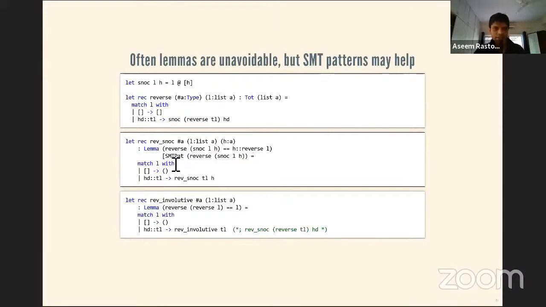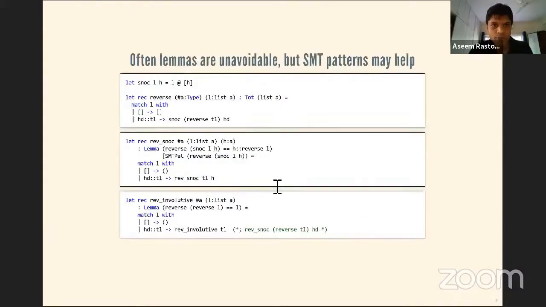And writing this SMT pattern means that in our actual proof, we can omit the call to the lemma. And this is going to automatically fire. So the proof for rev involutive looks a bit cleaner. But it also has to be used with extreme care, because these SMT patterns, if not used properly, can make Z3's proof search go in the wrong directions too. We just wanted to mention that it's possible to do this.